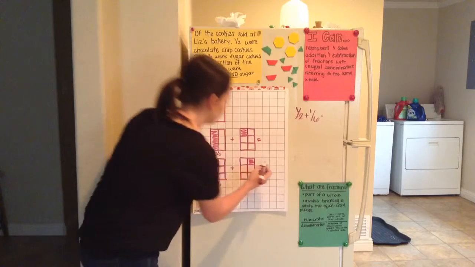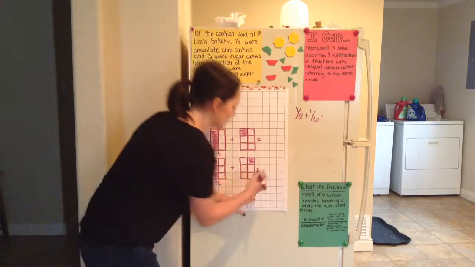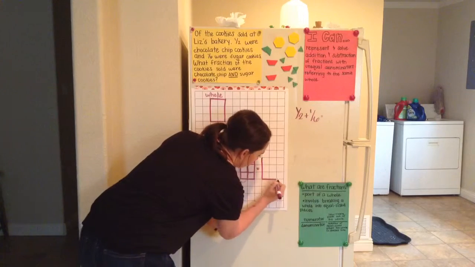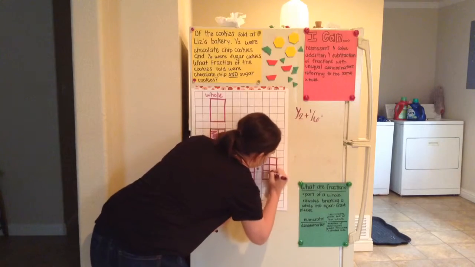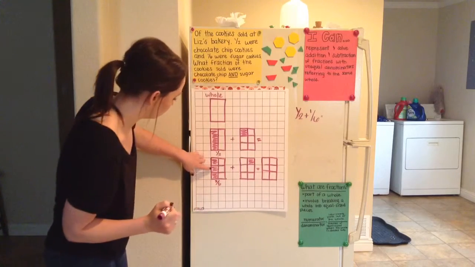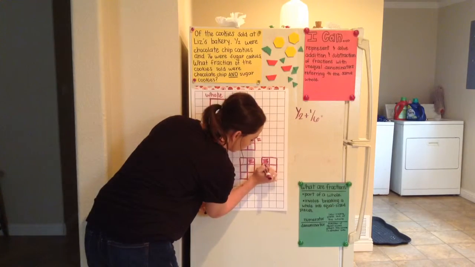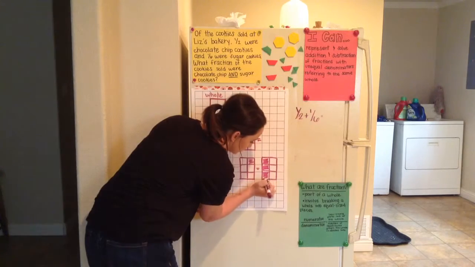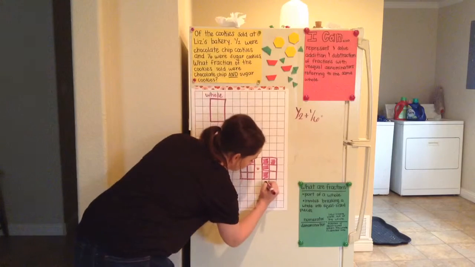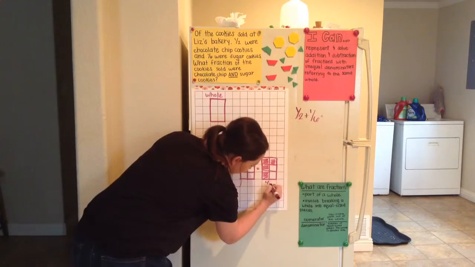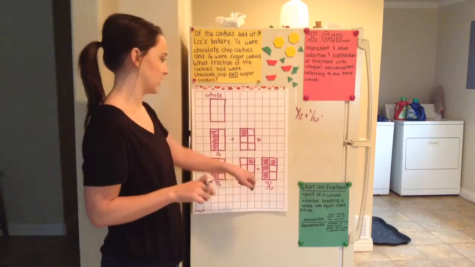Alright. So now we have the same number of equal size pieces for our whole. So now we just need to count the number of shaded units we have. We have 1, 2, 3, 4. So let's go ahead and shade those in on our equals. So now we can see that this represents 4 out of our 6 equal size pieces shaded.